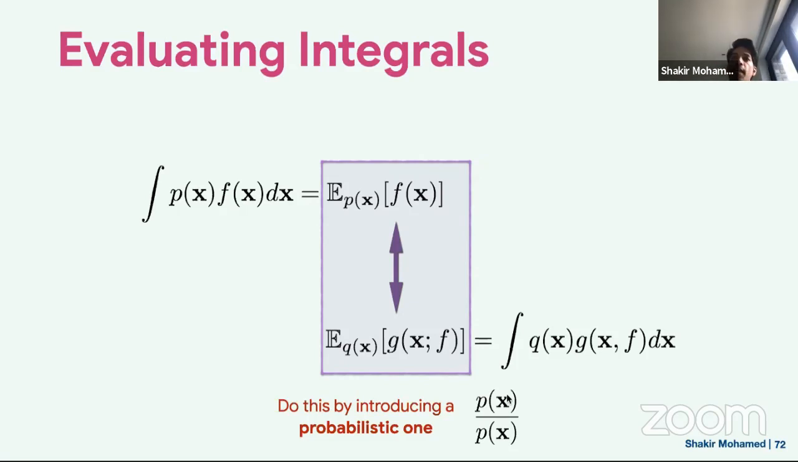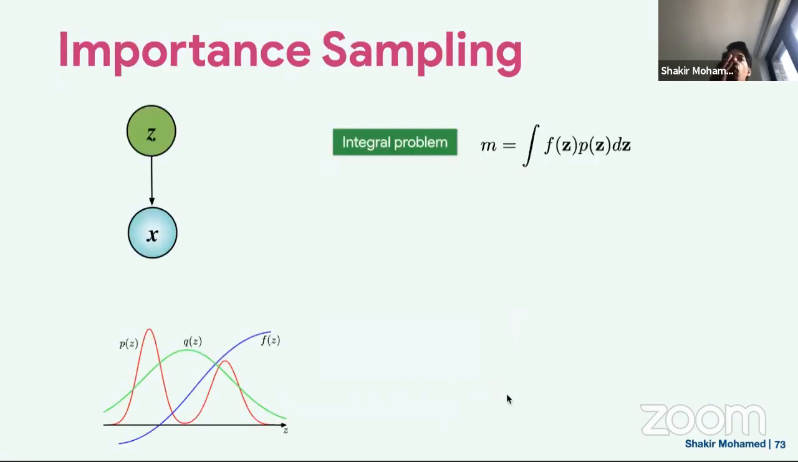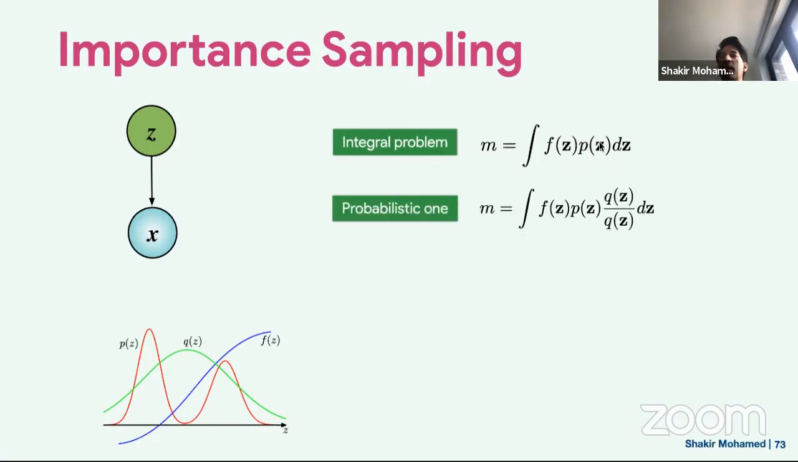So let's use that to develop the first of these Monte Carlo methods that we call importance sampling. So if this is the integral problem, I want to compute this quantity m, let's call it some sufficient statistics, which is an average over this function f under the distribution P of z. Now, let's assume z is some complicated distribution. I can't sample from it, but maybe I can only evaluate it. What I'll do is then do exactly as I said in the previous slide, introduce this probabilistic 1.